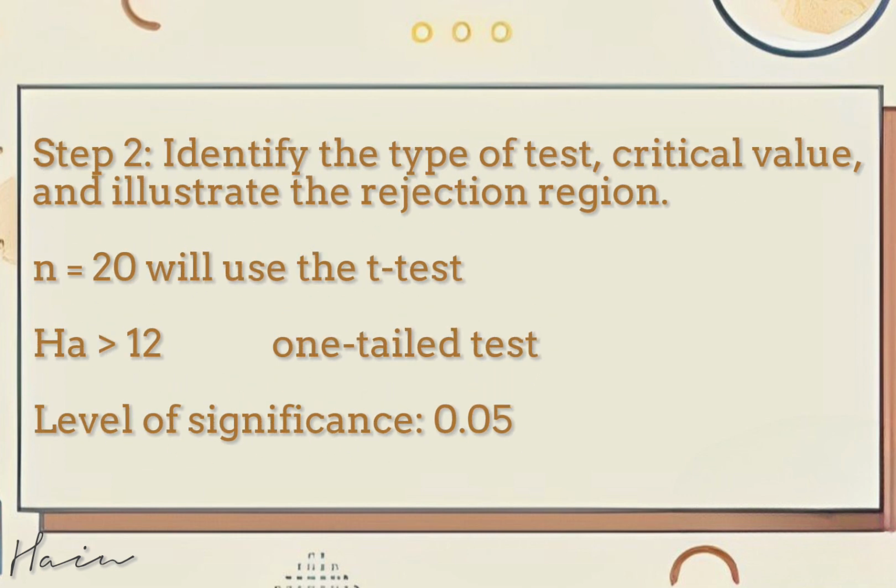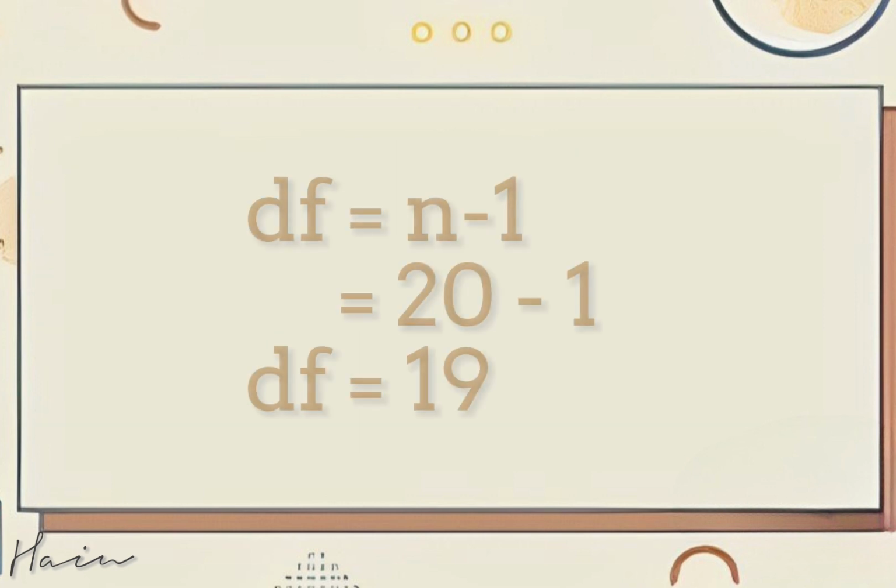Step 2. Identify the type of test, critical value, and illustrate the rejection region. Since the sample size is equal to 20, we will use the t-test. Since the alternative hypothesis used the phrase more than, we will use one-tailed test. Then the level of significance is 0.05. Let us use the t-table to determine the critical value of the test.